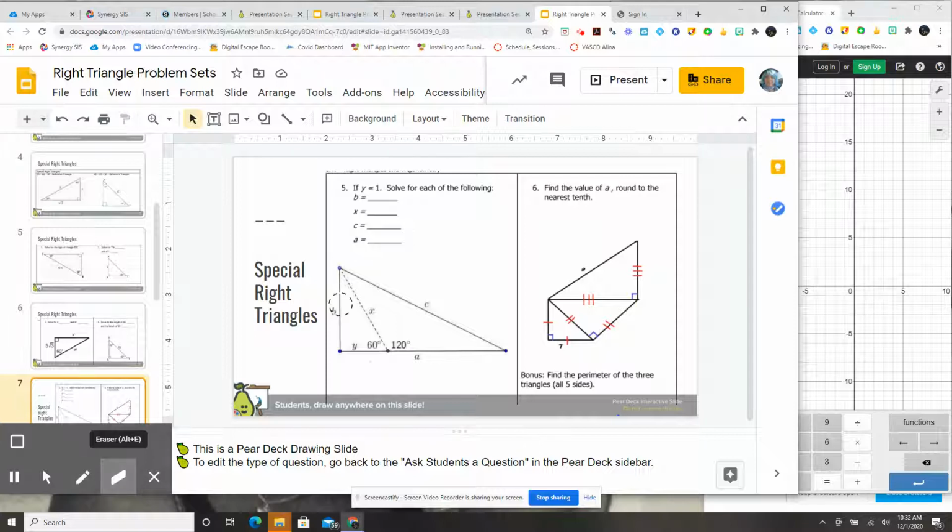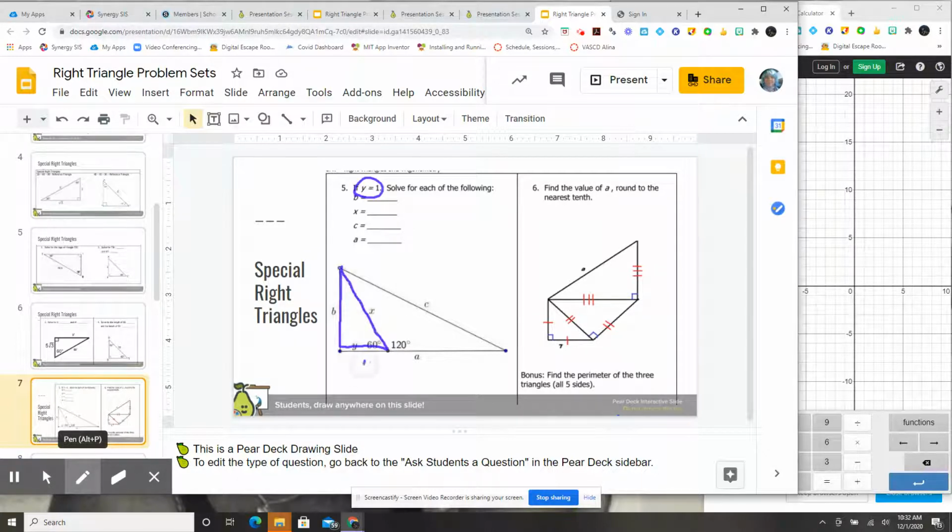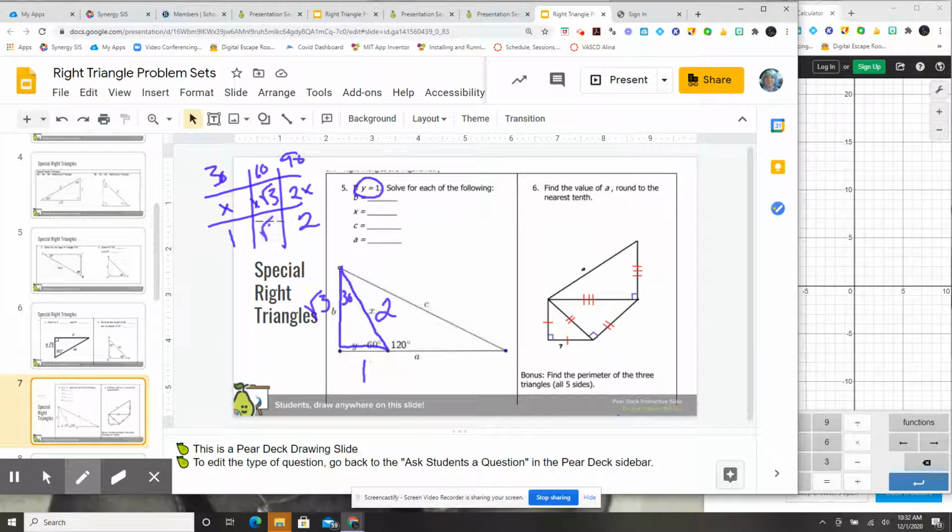We're going to start with this BYX triangle because it tells me y equals 1. So if y equals 1, that's opposite the 30. And that means x equals 2 and b equals the square root of 3 because I've got my 30, 60, 90, x, 2x, x on the square root of 3. That means if this is 2, this is 1, and this is the square root of 3, right?